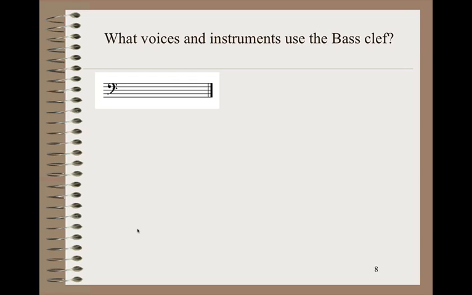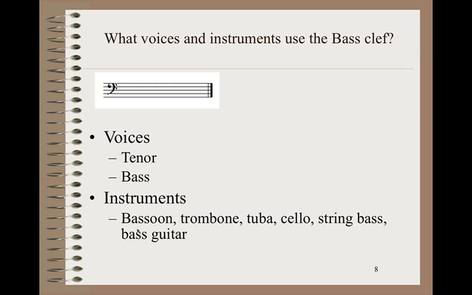How about the bass clef? So if we have the soprano and alto on the treble clef, what is on the bass clef? What voices are on the bass clef? Well, you probably already know that. The tenor and the bass are going to be on there. But what about the instruments? What are all the different instruments? List the instruments that you think use the bass clef. Let's see if you come up with all the ones that I have right here. Bassoon, trombone, tuba, cello, string bass, bass guitar. There might even be a couple of others.